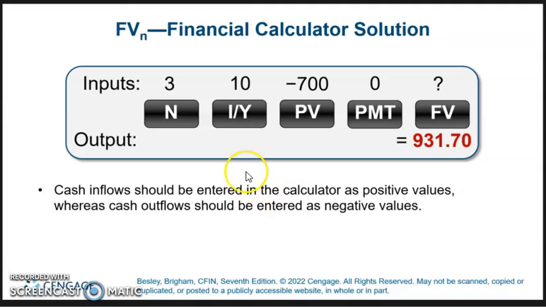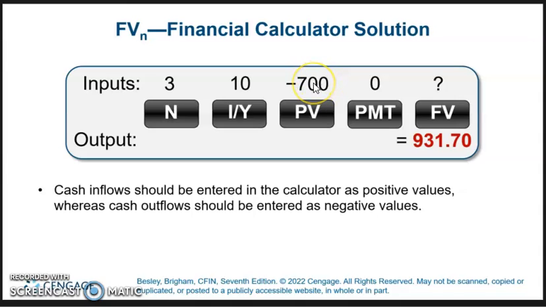Cash flow signs are important. Cash inflows should be entered into the calculator as positive values. So in this case, if we were entering the $931.70, it would be entered as a positive. Since we were investing the $700, it's entered as a negative.